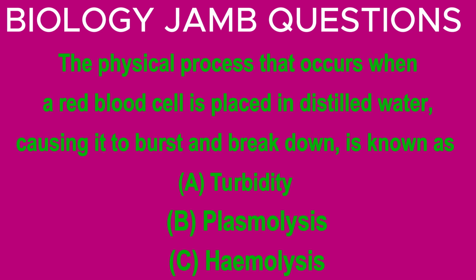Option A. Turbidity is a condition in which the cell absorbs plenty of water up to a point where the cell is fully stretched. At this point, the cell is said to be turgid. Turgidity occurs when a cell is placed in a hypotonic solution, as a result of the fact that the cytoplasm solution is stronger than the water. The cell absorbs water and becomes turgid.